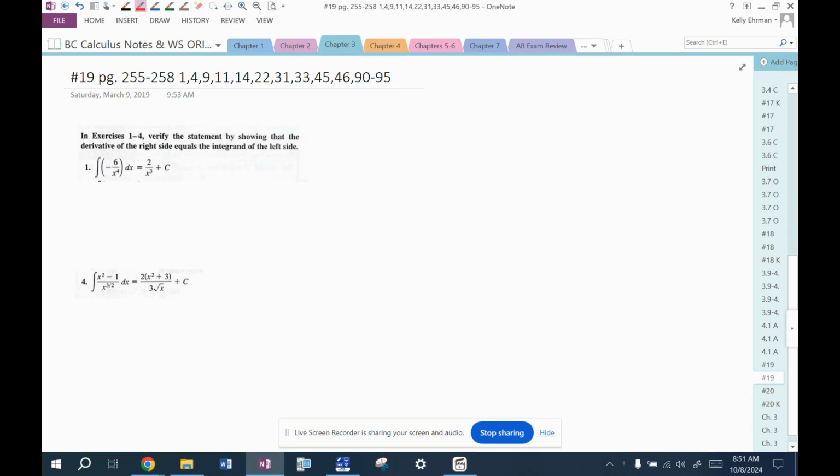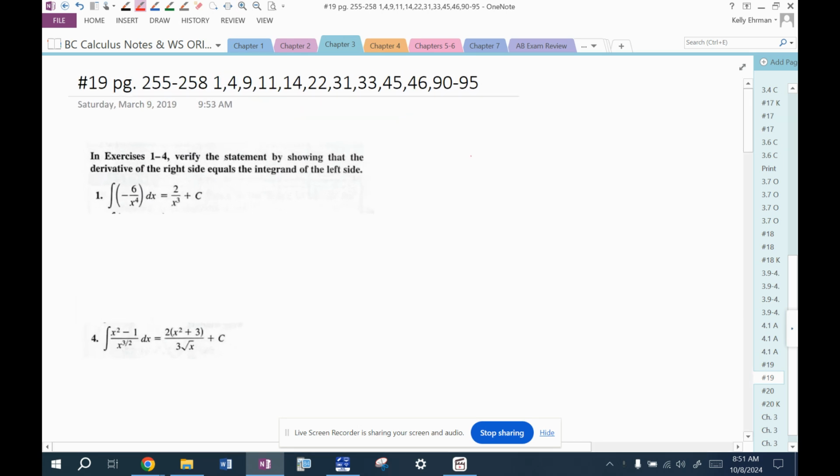All right, for homework number 19, we are practicing our antiderivatives. So this first question says, verify the statement by showing that the derivative of the right side equals the integrand of the left side. So remember, the integrand is this thing. So they're asking me to show that the derivative with respect to x of the right side of the equation, let's make that 2x to the negative third, plus c, equals the integrand, which is negative 6 over x to the fourth.